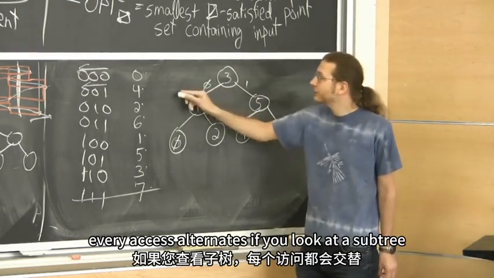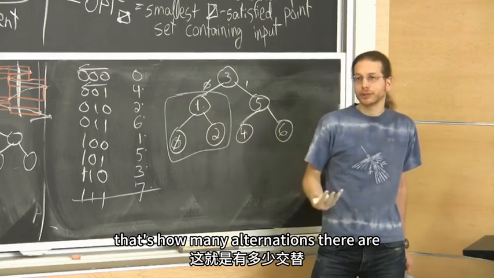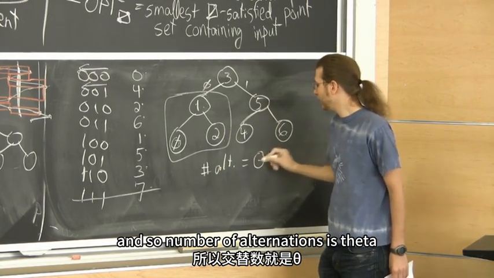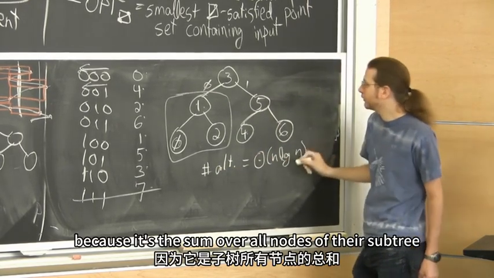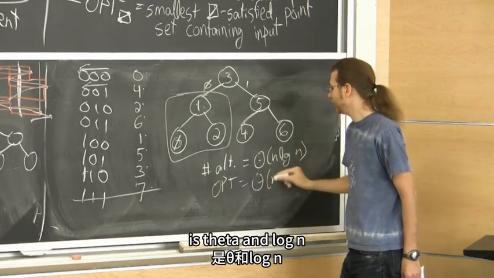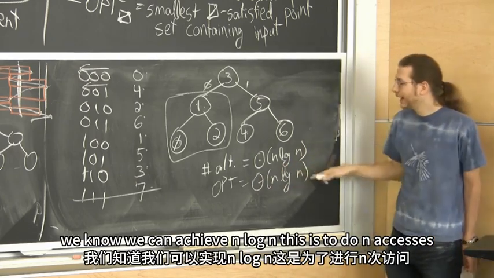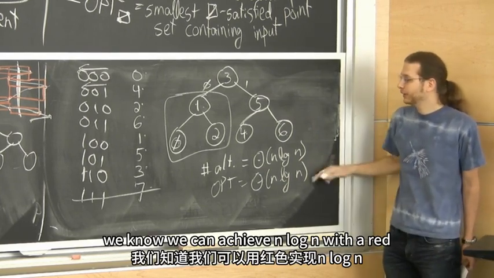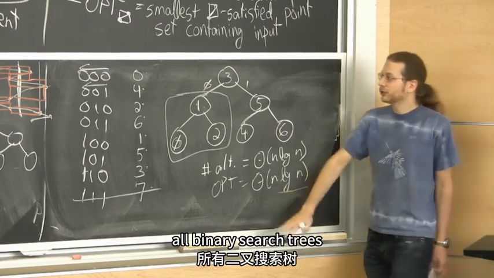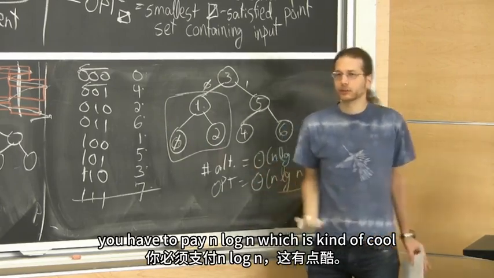Because every access alternates. So if you look at a subtree, whatever the size of that subtree is, that's how many alternations there are. And so the number of alternations is theta n log n, because it's the sum over all nodes of their subtree sizes. And so opt is theta n log n. We know we can achieve n log n with a red-black tree or whatever, but there's actually a lower bound of n log n, meaning all binary search trees, if you're given this access sequence, doesn't matter what you're doing, you have to pay n log n, which is kind of cool.